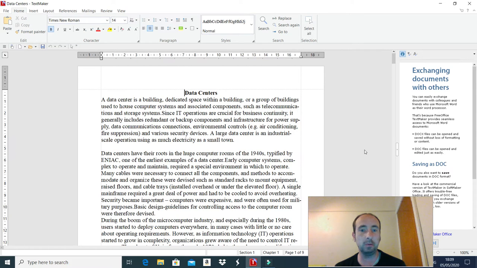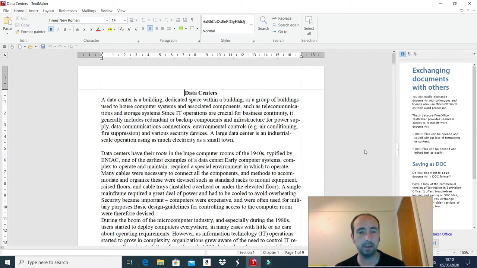Since IT operations are crucial for business continuity, it generally includes redundant or backup components and infrastructure for power supply, data communications, various connections, and environmental controls, e.g. air conditioning, fire suppression, and various security devices. A large data center is an individual-scale operation using as much electricity as a small town.